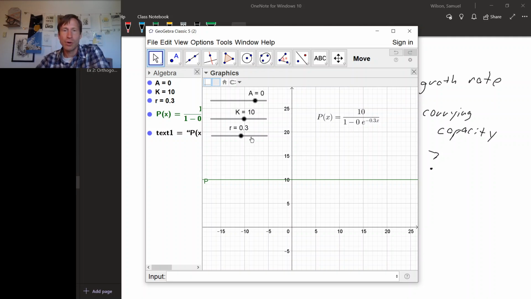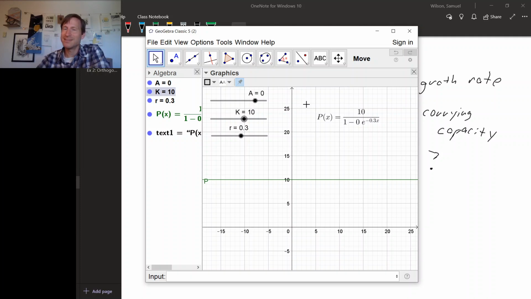All right, so if we change K, of course that just changes where this equilibrium at the carrying capacity actually is. R is the growth rate, and since this population isn't changing, right now changing R won't change anything, so let's change A. Remember, A came from the constant of integration when we solved the differential equation, and so A is determined by the initial condition.